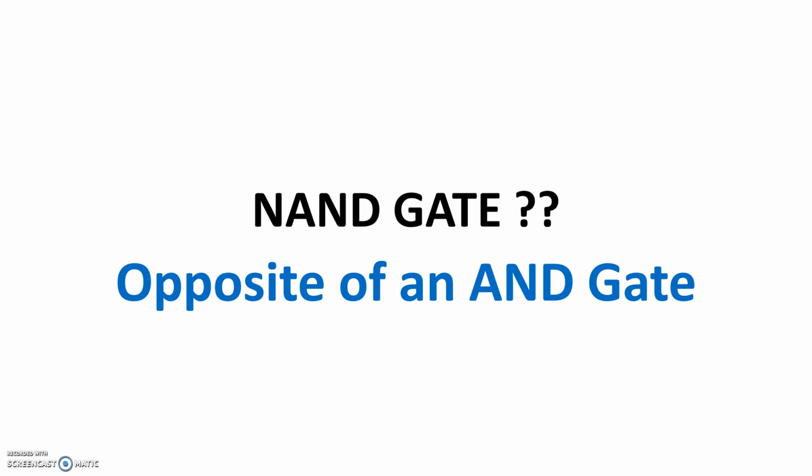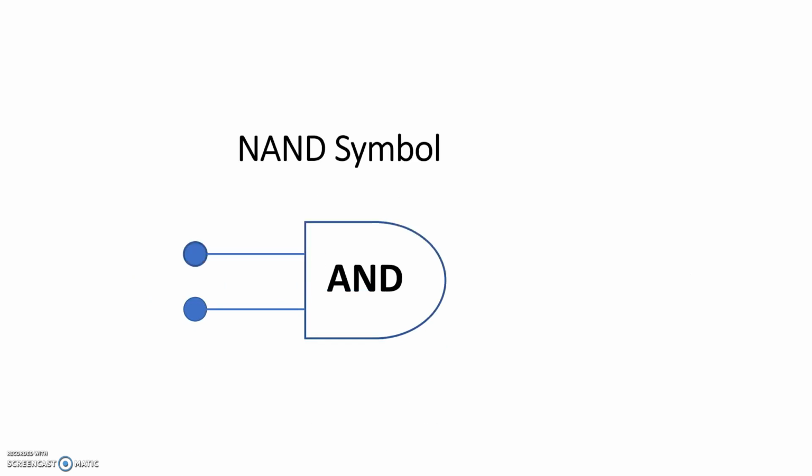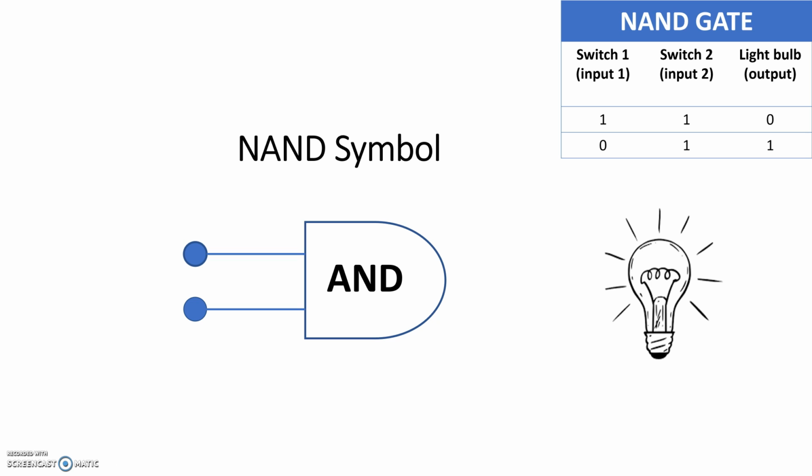Before we take a look at the NAND gate truth table, let's first take a look at what the NAND symbol means. This is what the NAND symbol looks like in the physics world. This is two switches, which also means the input in the IT set. We also got a light bulb, which means the output in the IT set. And this is what the NAND gate truth table looks like. Under the switch 1, there's 1 and 0, and light bulb 0 and 1.